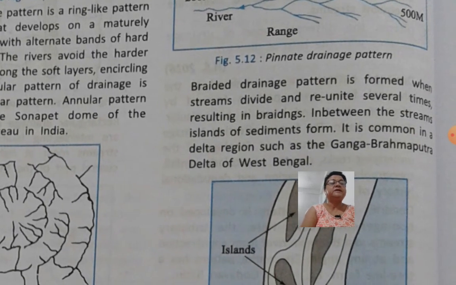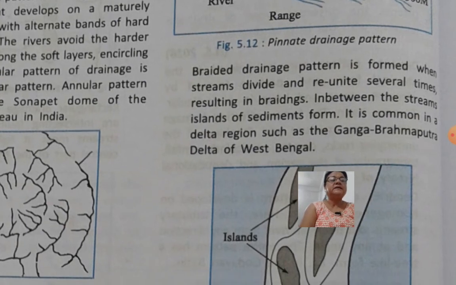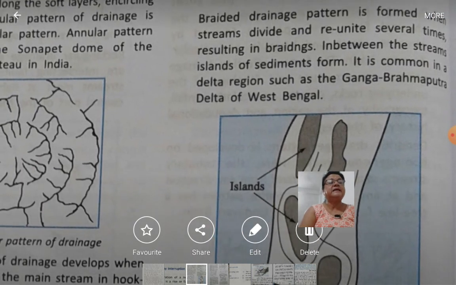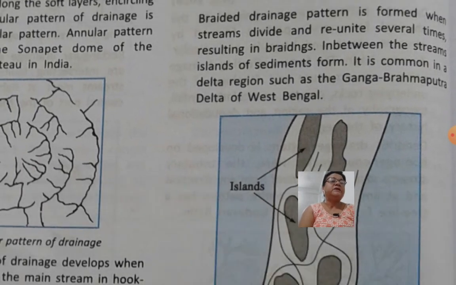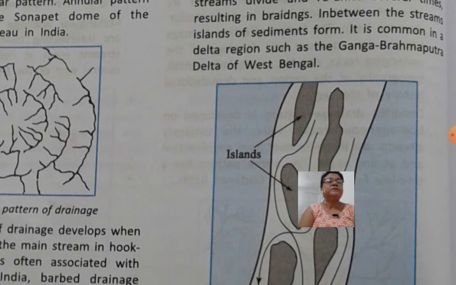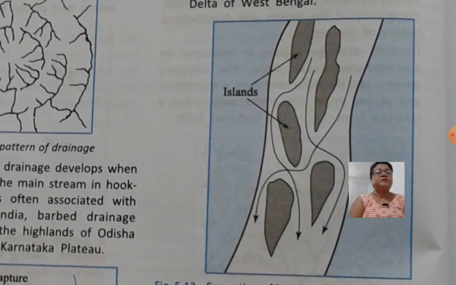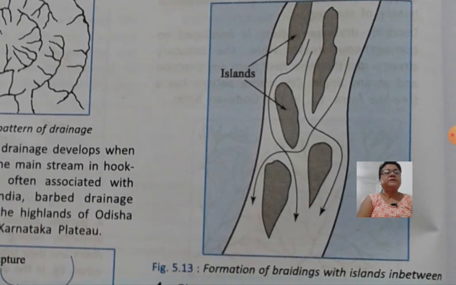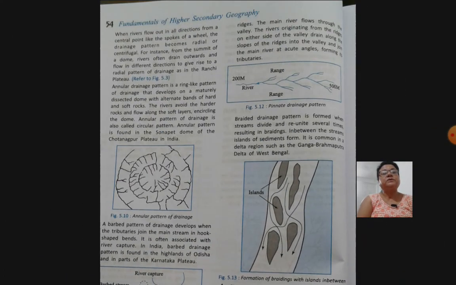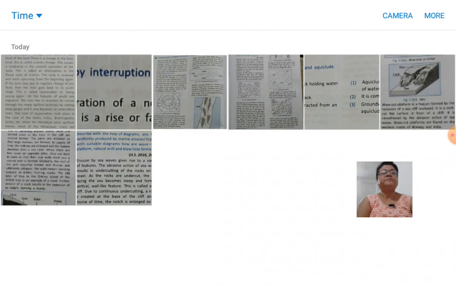Braided drainage pattern is formed when the streams divide and reunite several times, resulting in braiding. In between the streams, islands of sediments form. It is common in delta regions such as the Ganga-Brahmaputra delta of West Bengal. So here, in between, islands are formed. So this was your drainage patterns.